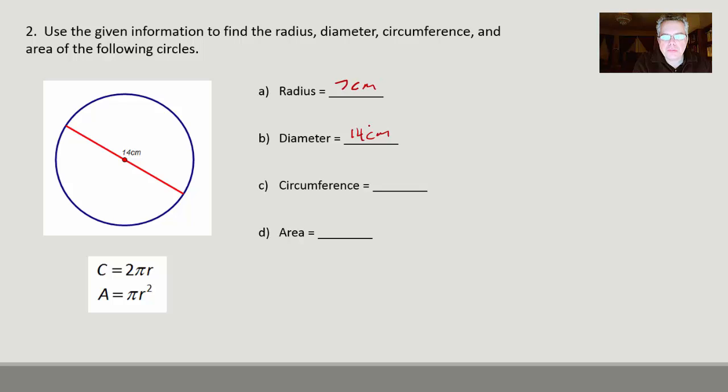Once we have the radius, we own the problem. You're going to see that in the next couple examples. Even though a little bit more complicated, once we have the radius, it's good as done.